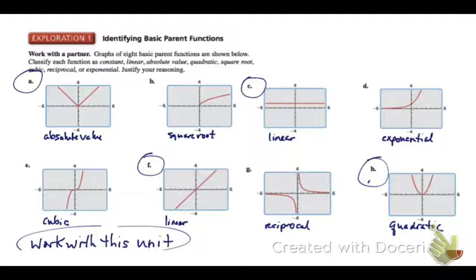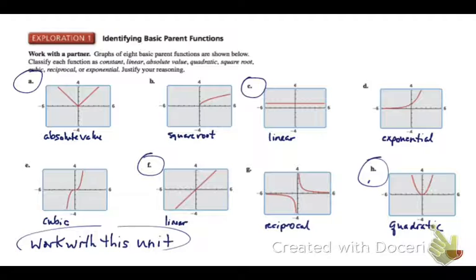D is an exponential function. You might remember this curve from Algebra 1. It starts increasing slowly and then more quickly as it goes up. E is what we call a cubic function. You probably have not seen this before. So again, any of these that you're not sure about or that you guessed incorrectly, just change the name.